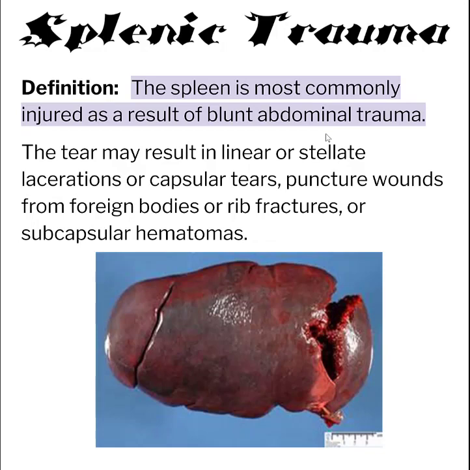So just looking at the splenic trauma side of things, the spleen is the most commonly injured organ as a result of blunt abdominal trauma. So a person falls off a ladder, gets in a fight, gets in a car accident, kicked by a horse. We really want to make sure that we are evaluating the spleen, looking for any signs of hemorrhage or lacerations or any sort of tears. It's not uncommon for the ribs to puncture into the spleen, so we want to make sure if there's any broken ribs that we're again looking for any sort of bleeds in the area.